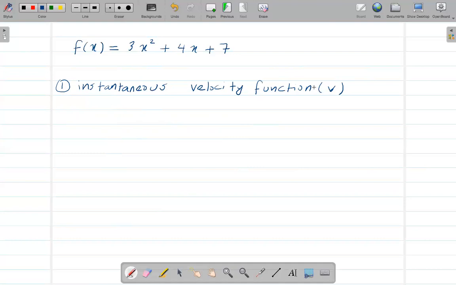So the way to find this is, again, the same thing. If you want to find the velocity function of this function f of x, then this v is the same as f prime of x. Okay, so yeah, that's the idea.